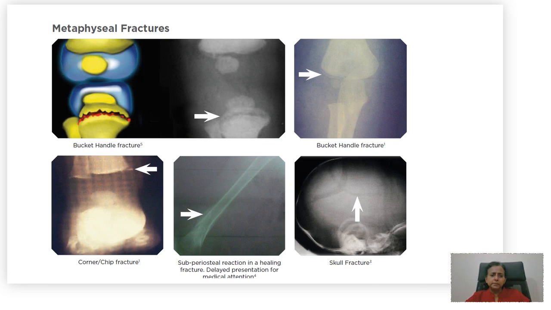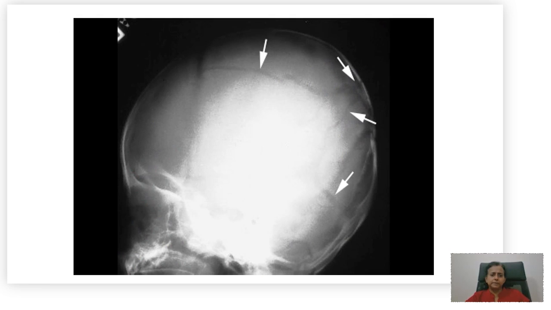But here, this is a corner or chip fracture where only part of the metaphysis is, or rather the epiphysis is affected. So then you will think that it could be a metaphyseal fracture compatible with child maltreatment. Periosteal reactions and multiple linear skull fractures are also part of child abuse. Again, a skull X-ray to show the linear fractures.